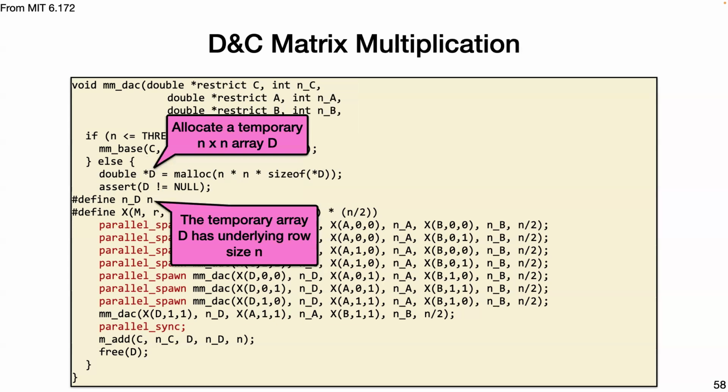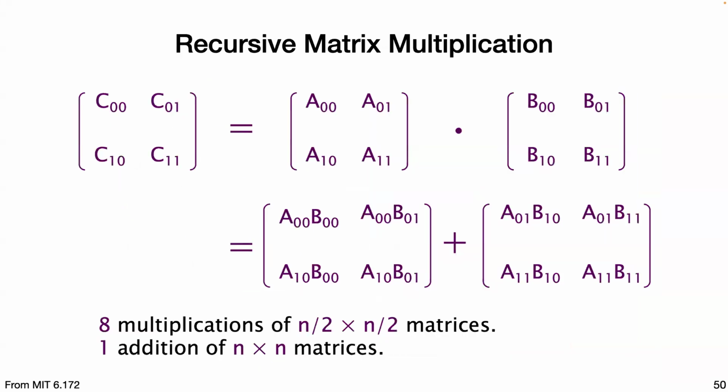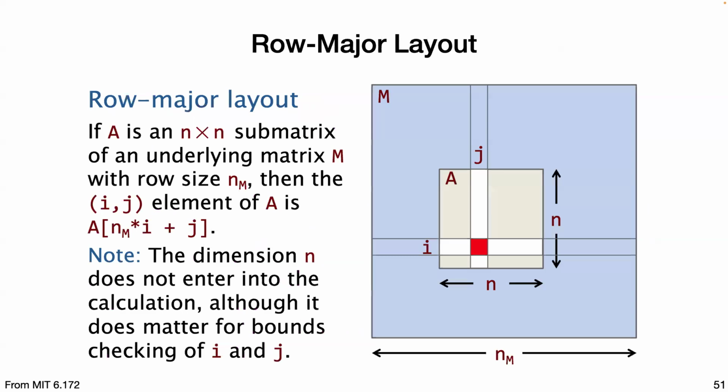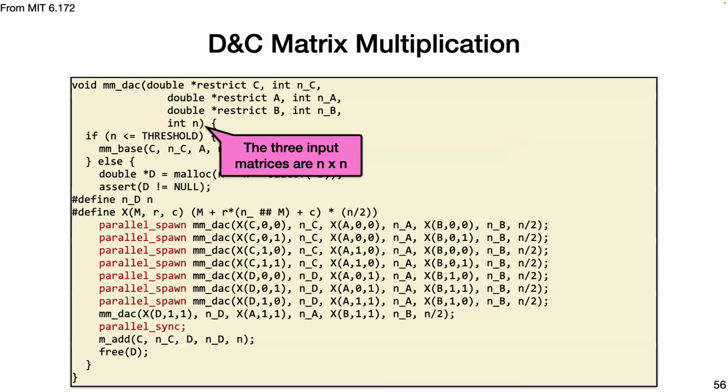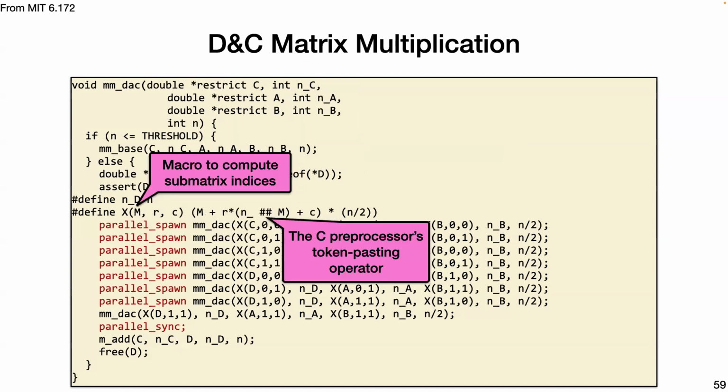And in the recursive call, if we go back a little bit, we need a temporary because we have to add these 2 matrices together. But in the beginning, we only have C. So we need to allocate a temporary, which we're going to call D in the code, to store this one. And then we have to add them together. So that is why we are allocating D, which is also a temporary of size n by n, equal to the size of C. And this is just a macro to compute the indices into the submatrices.